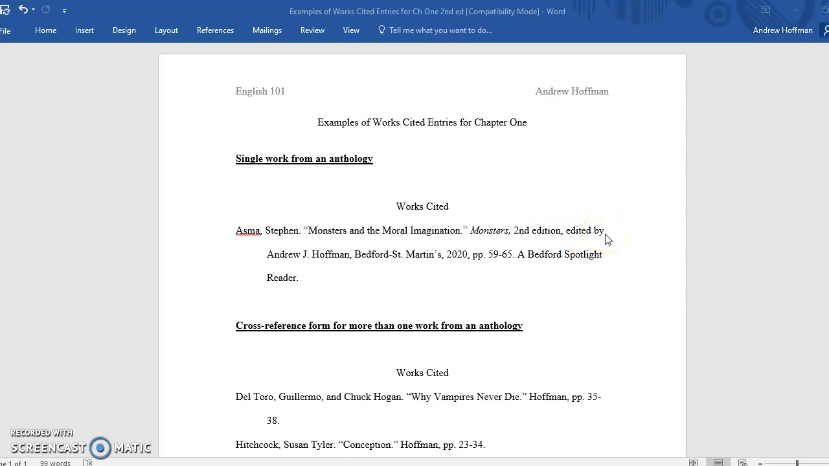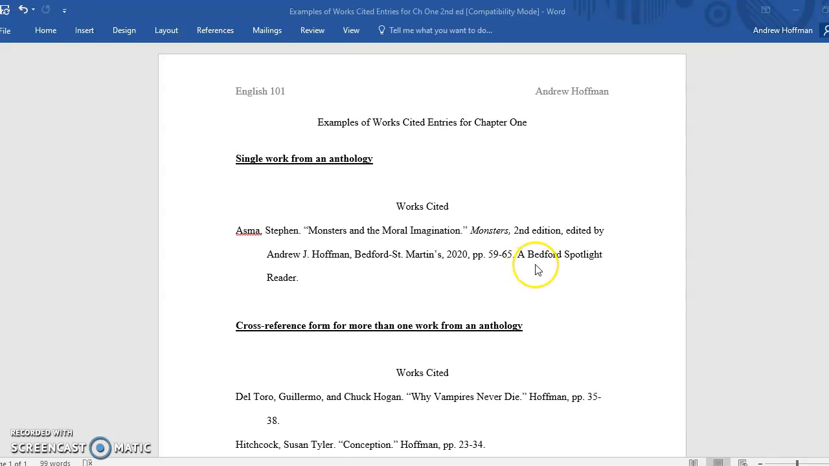Edited by, write the words edited by out, and then the name of the editor, right there, a comma. And the publishing house, remember we got rid of the city of publication, that's no longer important. Bedford St. Martin's, comma. Year of publication is 2020. Page numbers reflect the page numbers that the article appears on in the book. PP stands for multiple pages. So PP 59, there's a hyphen, 65, period.